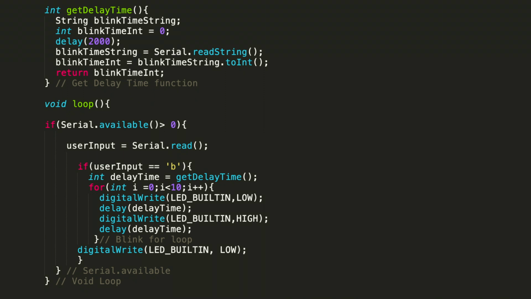So looking at the serial available if statement, we read the value and then we verify that it's lowercase b. Then there's a variable called delay time, which is going to ultimately be that new delay time. But we assign it the function getDelayTime.